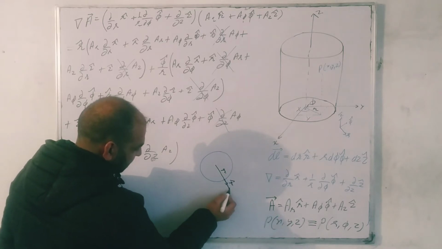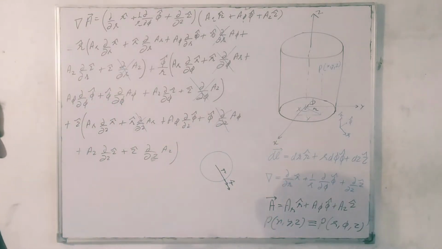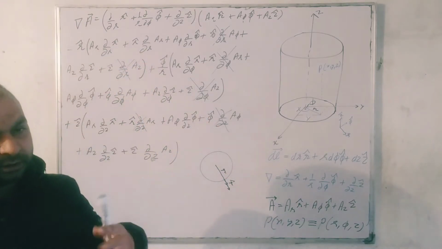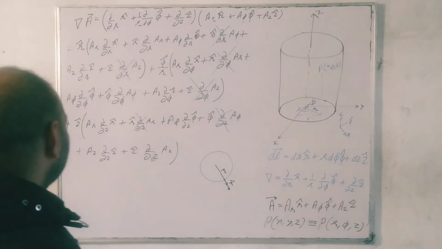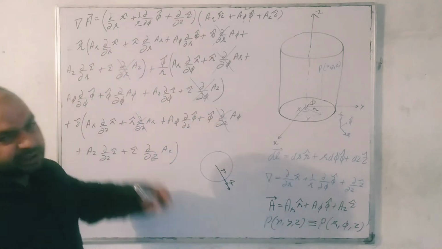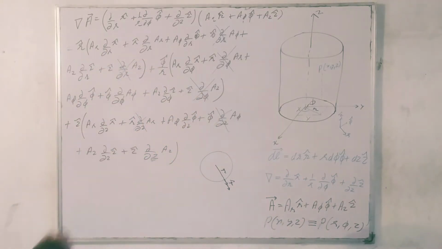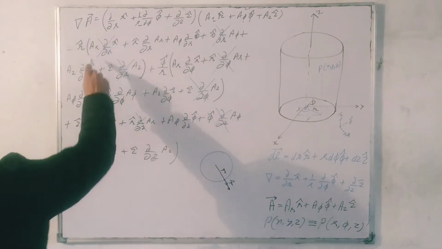Here also the unit vector will be in this direction. So the change in R cap with change in R: there is no change in the unit vector R with change in R. So that is what I explained here. So this is going to be 0.